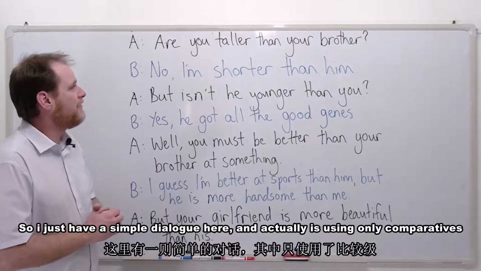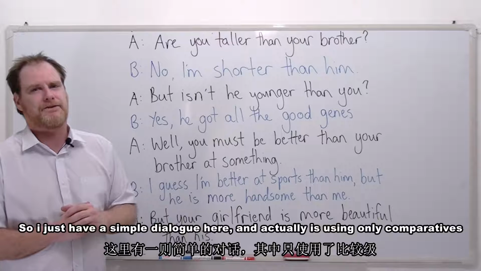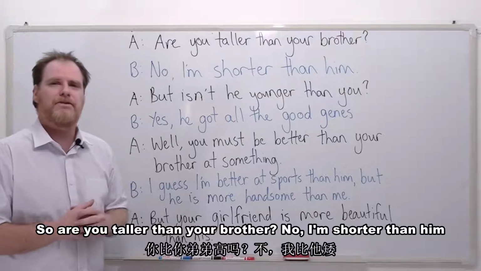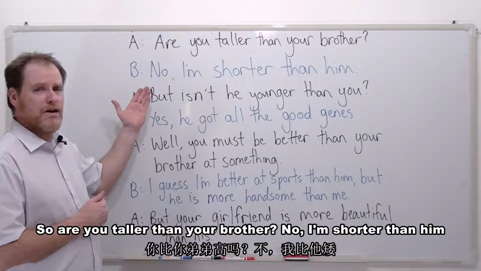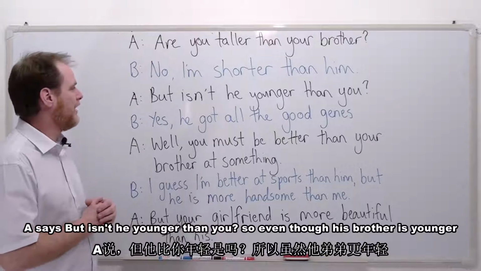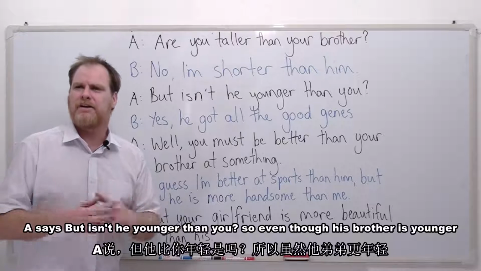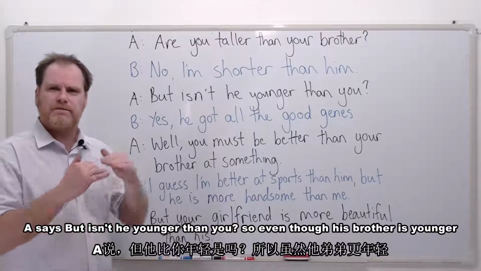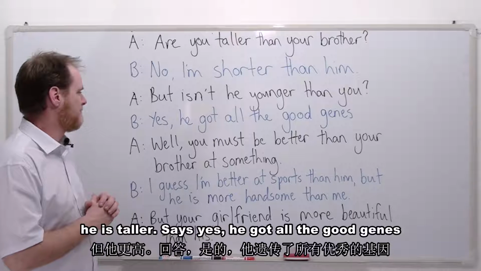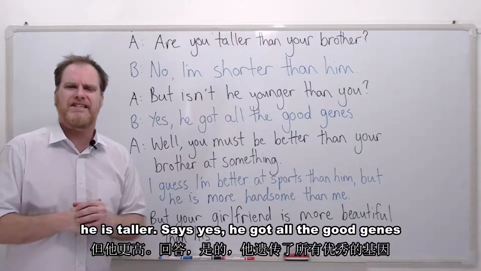Alright, so I just have a simple dialogue here, and actually it's only using comparatives. So, A says, are you taller than your brother? B says, no, I'm shorter than him. A says, but isn't he younger than you? So even though his brother is younger, he is taller. B says, yes, he got all the good genes.